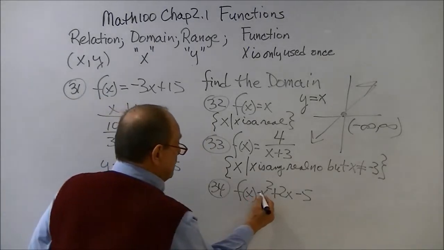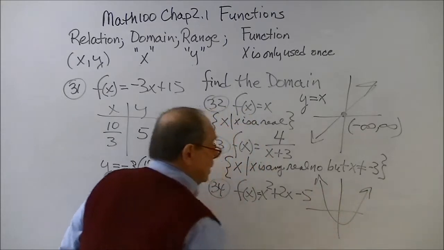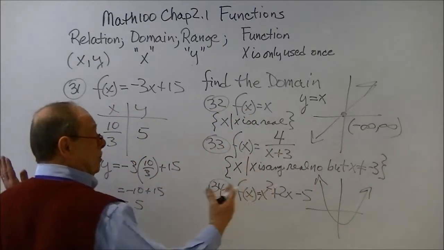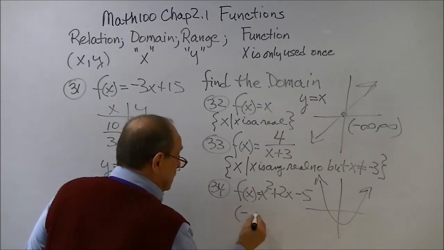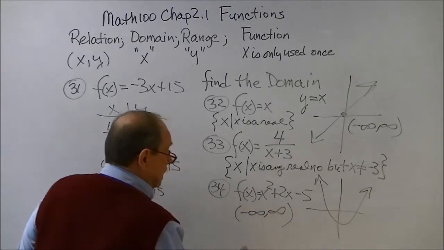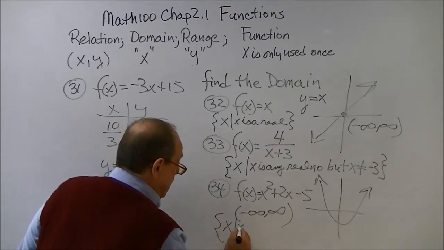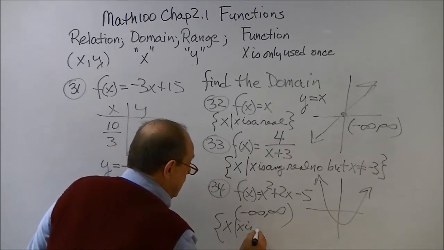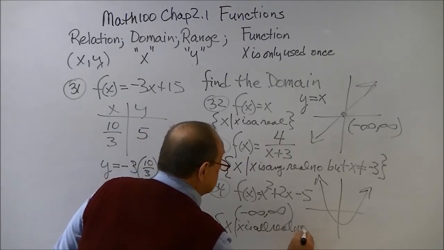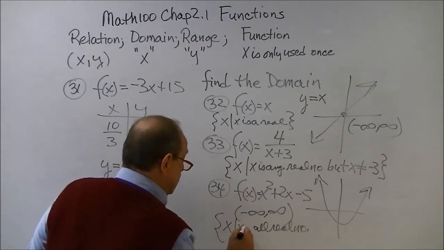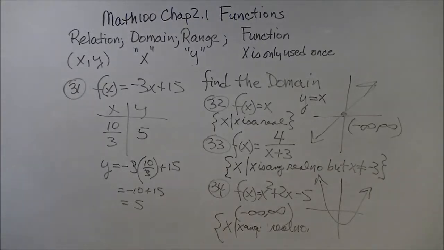And this one, you might remember, is a parabola. We had that earlier. And for a parabola that opens up to the top or down, x is all real numbers. Interval notation, and it says x is such that x is all real numbers. Well, let's put x is any real number. All right.